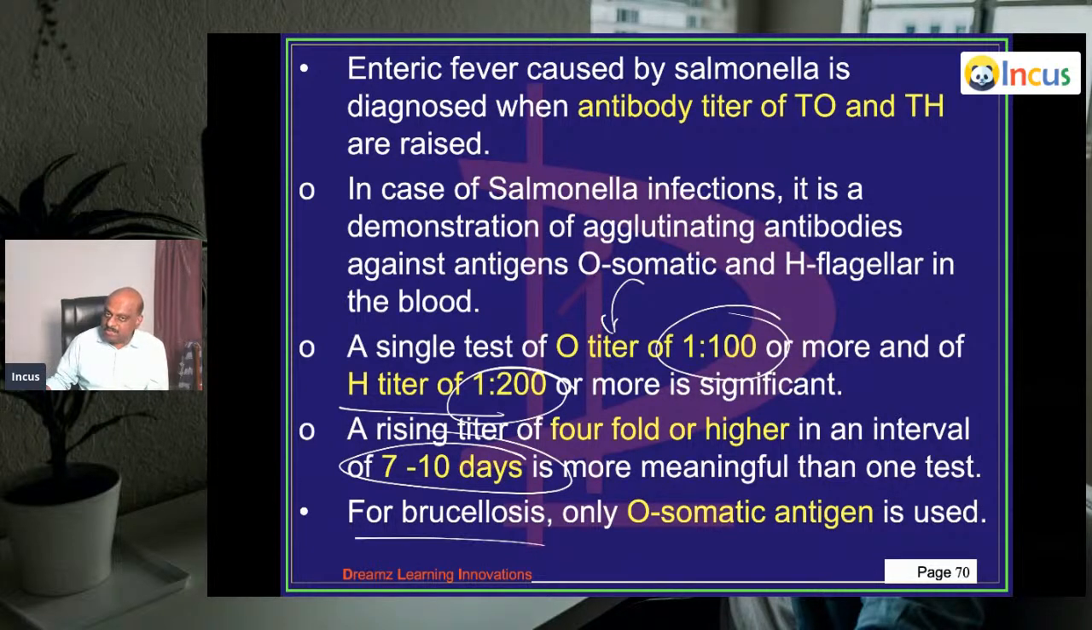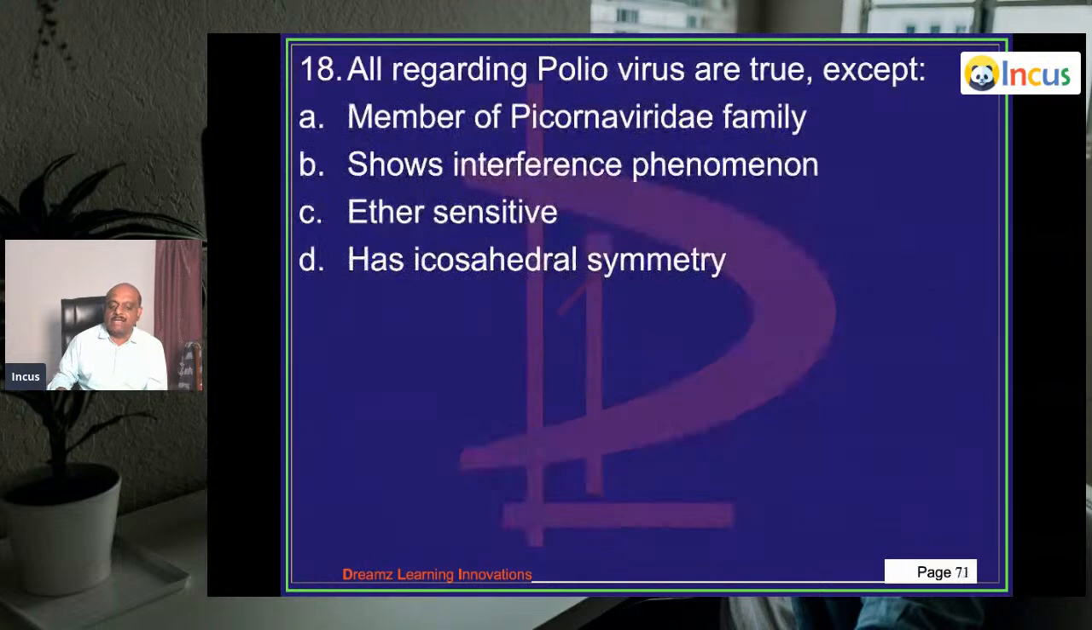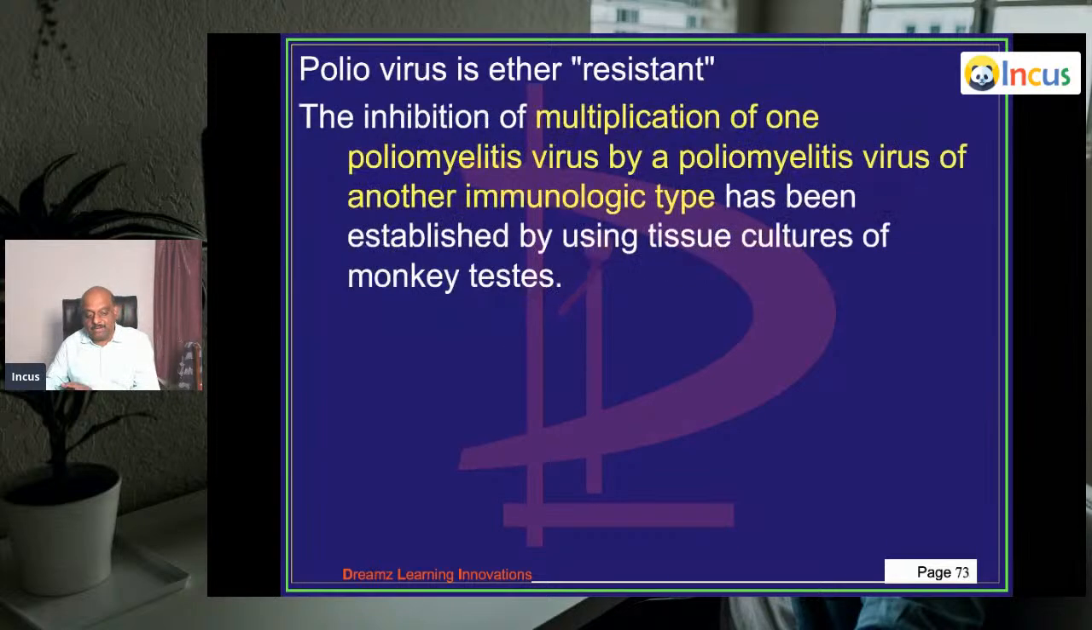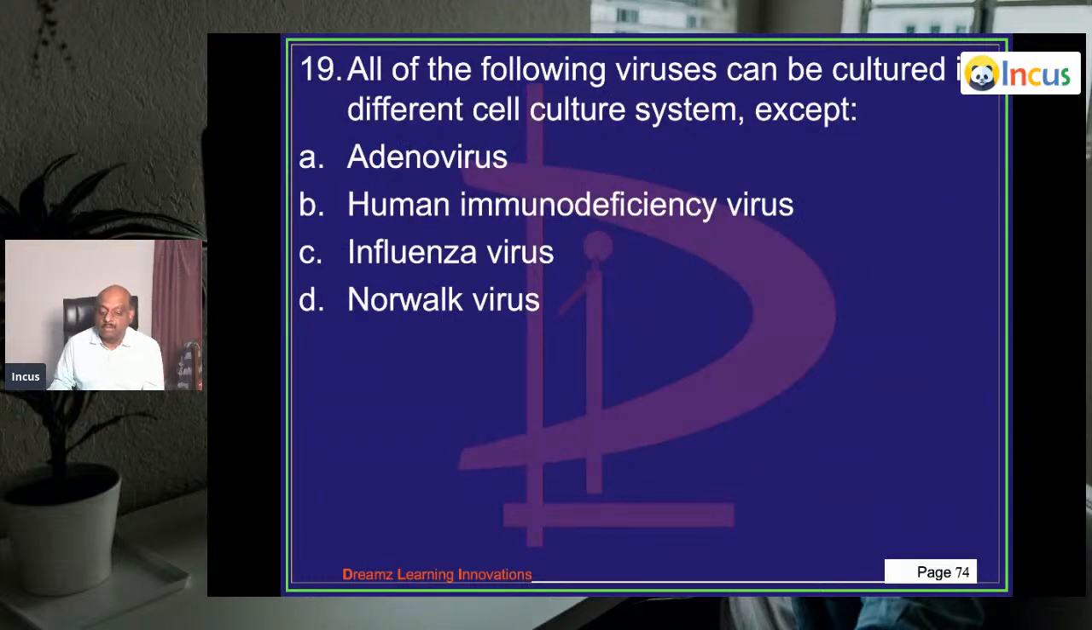And for the brucellosis, you use only O-somatic antigen is what you need to remember. Now coming to the polio. Polio is Picornaviridae. It shows interference phenomena and it has an icosahedral symmetry. Now, poliovirus is resistant to the ether is what you need to remember. Which virus can be cultured in different cell culture systems? Influenza, HIV, and adenovirus.